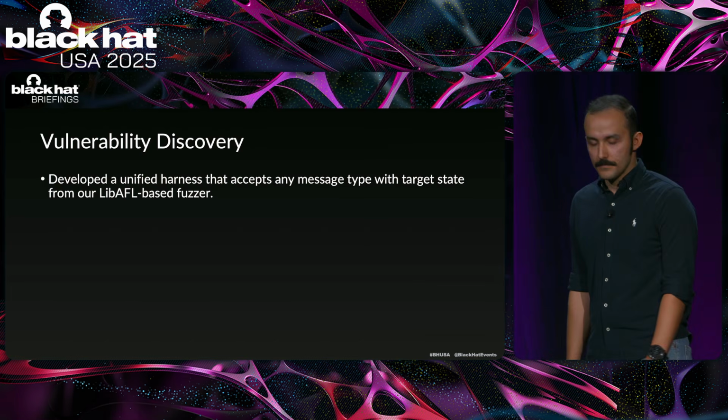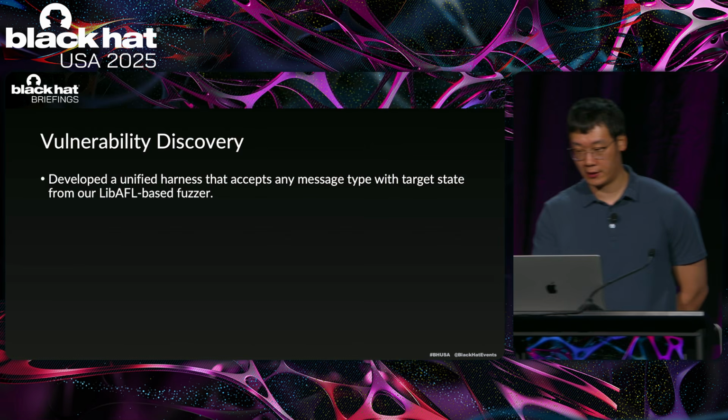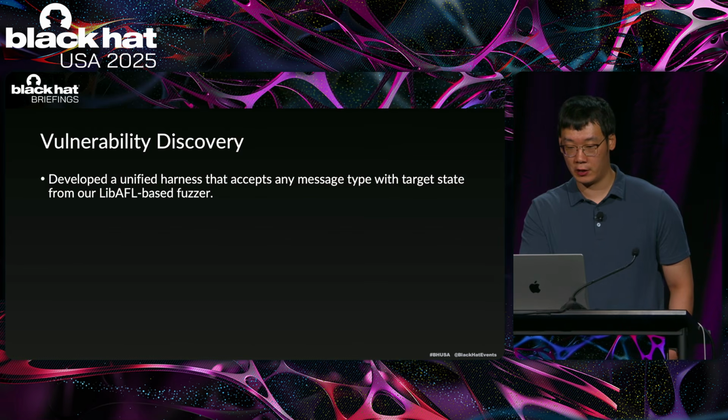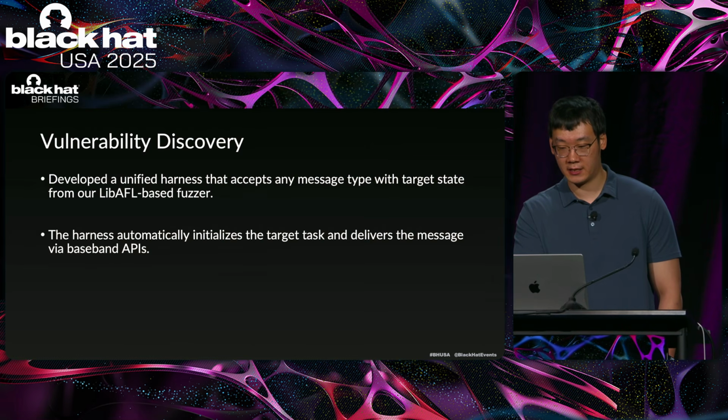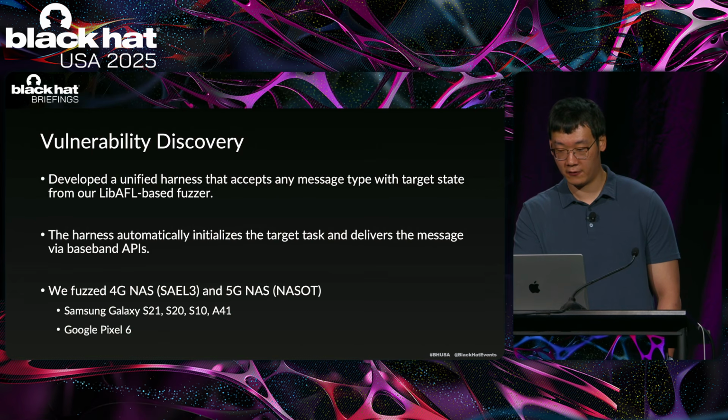We integrate a libAFL-based fuzzer, and we will choose the state variables and values we want to use. And we will initialize the emulated NAS task with these variables and values. Then we will send the test inputs through the initialized emulation. We tested both the 4G and 5G NAS tasks for the commercial baseband, from phones including Samsung Galaxy S21 and Google Pixel 6.